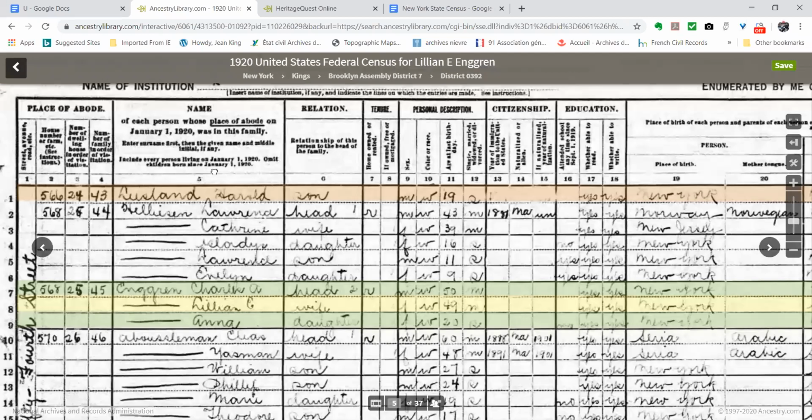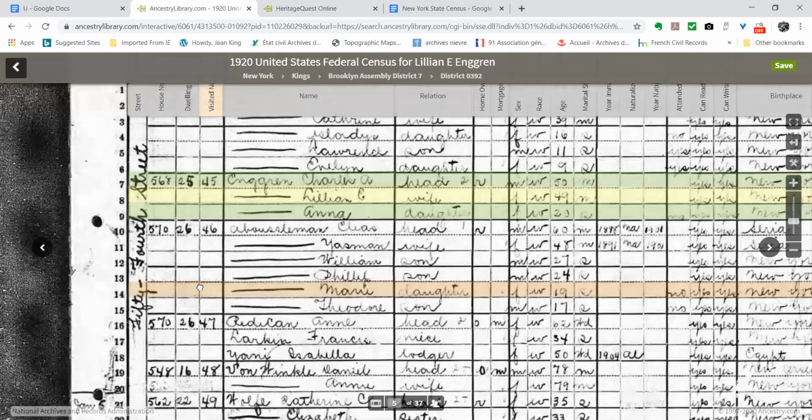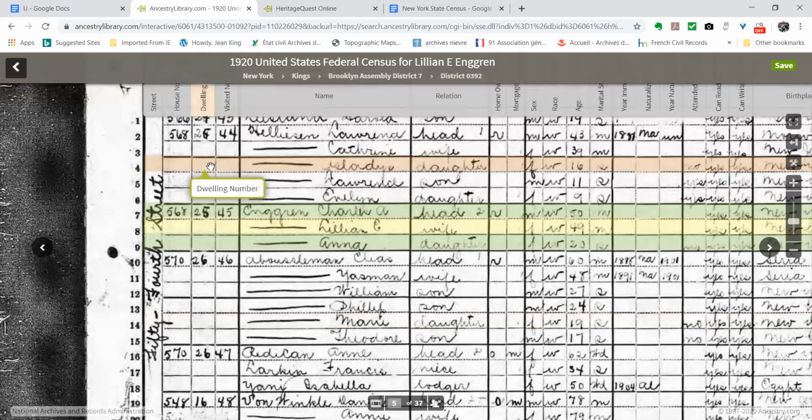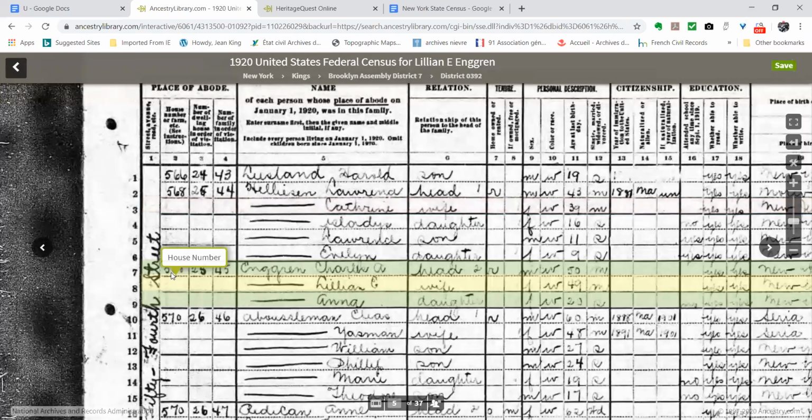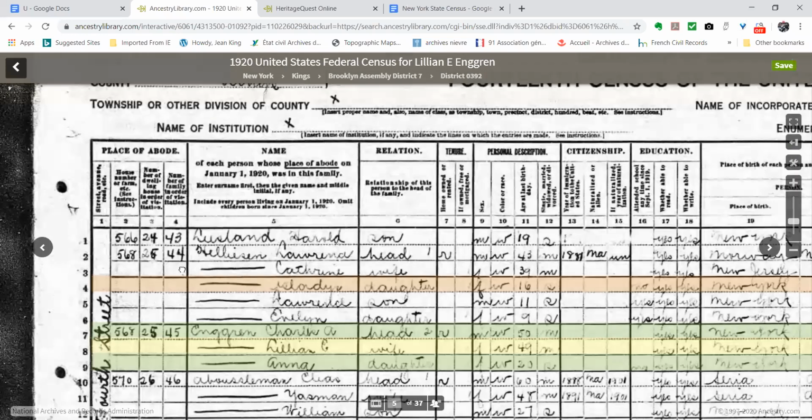And then I didn't point this out before, but along the side here, there's the street name. And then the house number is going to be this number over here. So you find the street addresses written along the side of the pages like that.